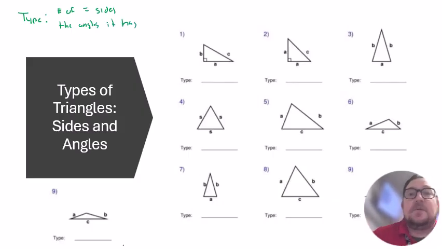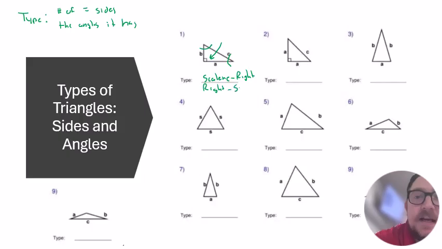So for example, question 1, we have 3 side lengths. One side length is A, one is B, and one is C. All those are different letters, so they represent different numbers. So every side is different. And what kind of triangle has all different sides? That is a scalene. Then we look at the angles. I see I have an acute angle here, an acute angle here, and one right angle. So this is going to be a scalene right. Or sometimes you'll see it as a right scalene.